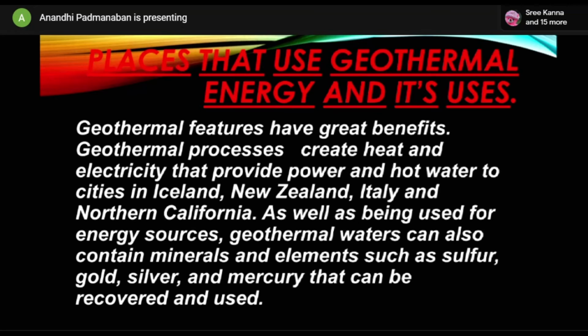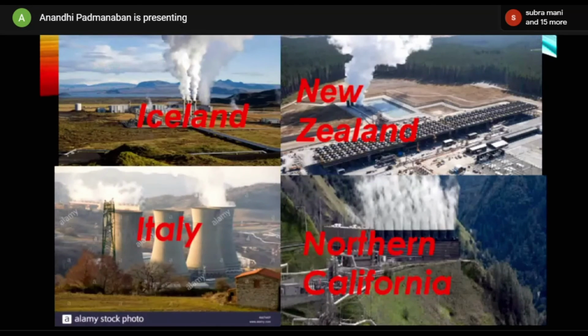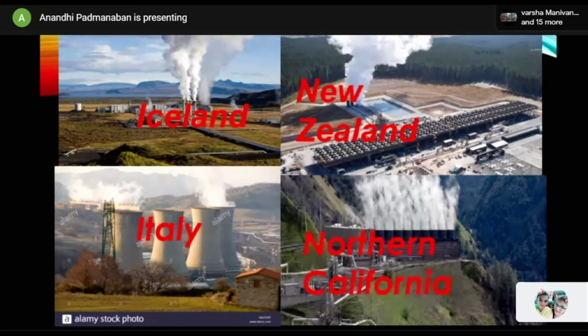Geothermal features have great benefits. Geothermal processes create heat and electricity that provide power and hot water to cities in Iceland, New Zealand, Italy, and Northern California. As well as being used for energy sources, geothermal waters can also contain minerals and elements such as sulfur, gold, silver, and mercury that can be recovered and used. So here we can see the geothermal power plants in the countries Iceland, New Zealand, Italy, and Northern California.